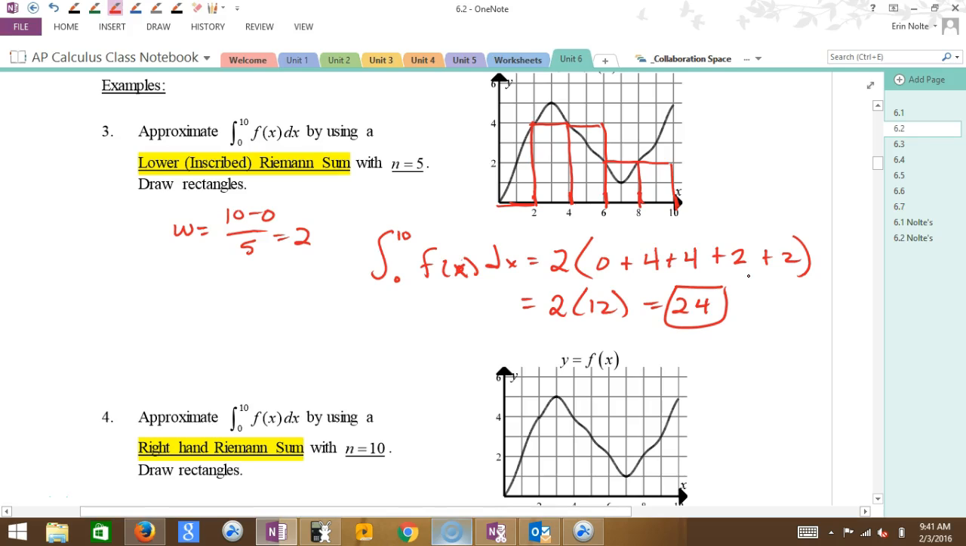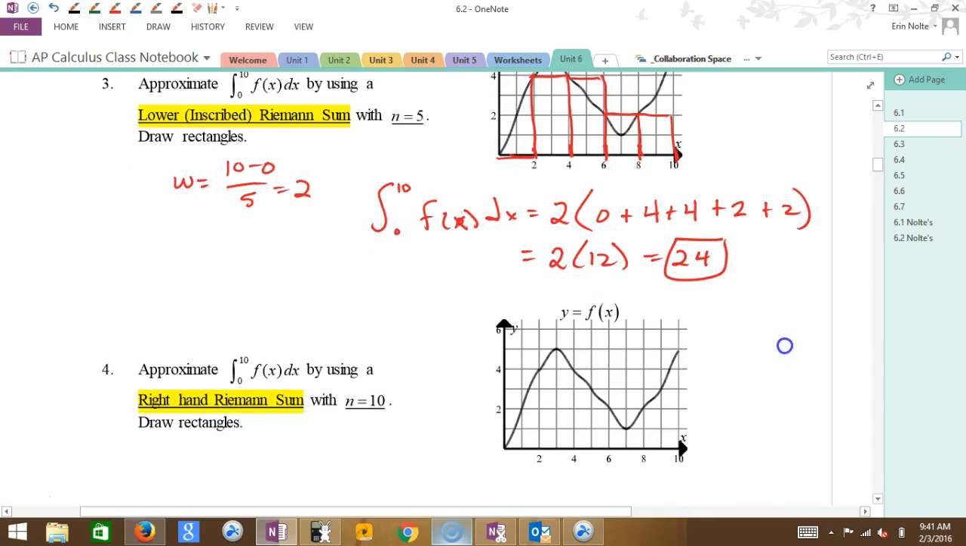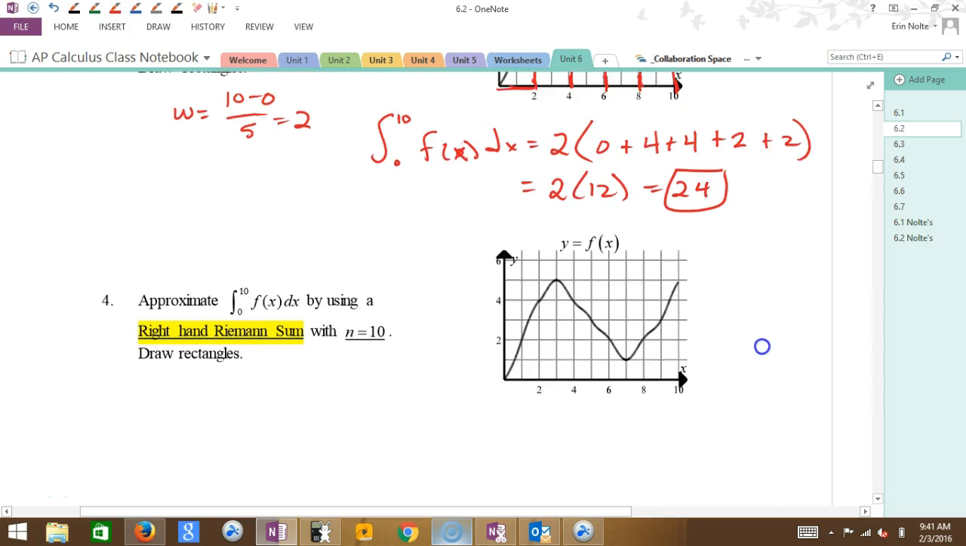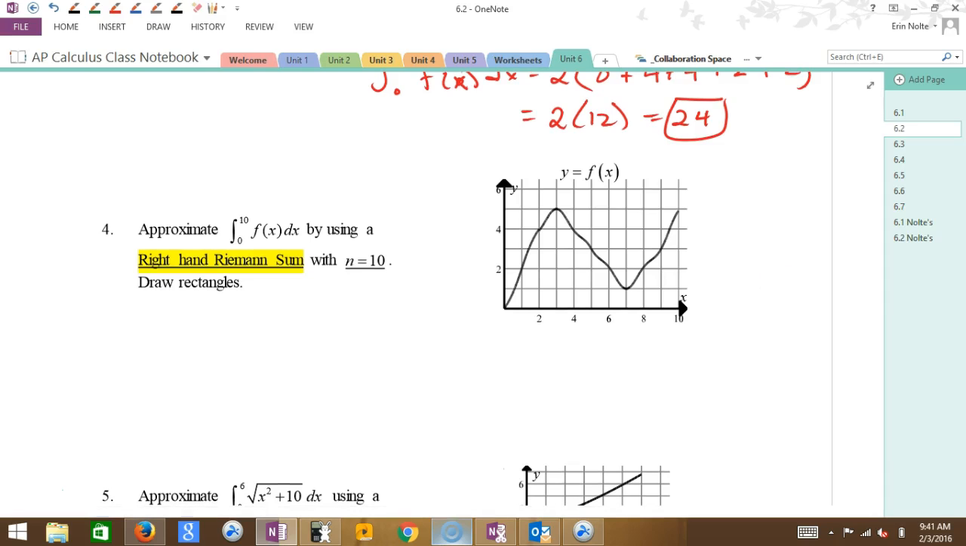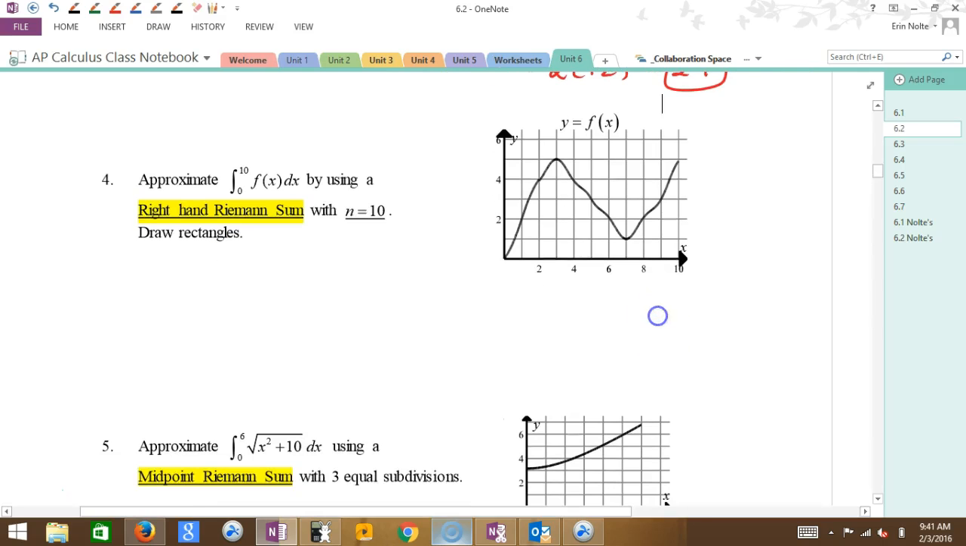Lower means we're using the number to the left. And right-handed is the right number, so it's the same as the upper. Midpoint is the middle. Another way to call it is the right-handed.